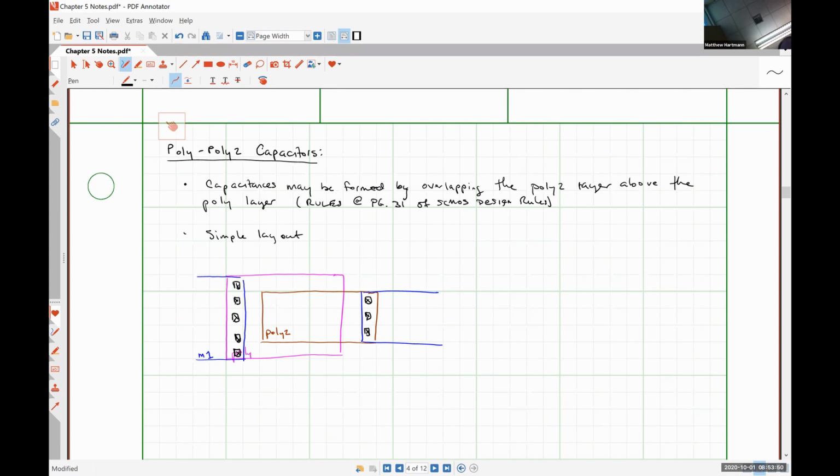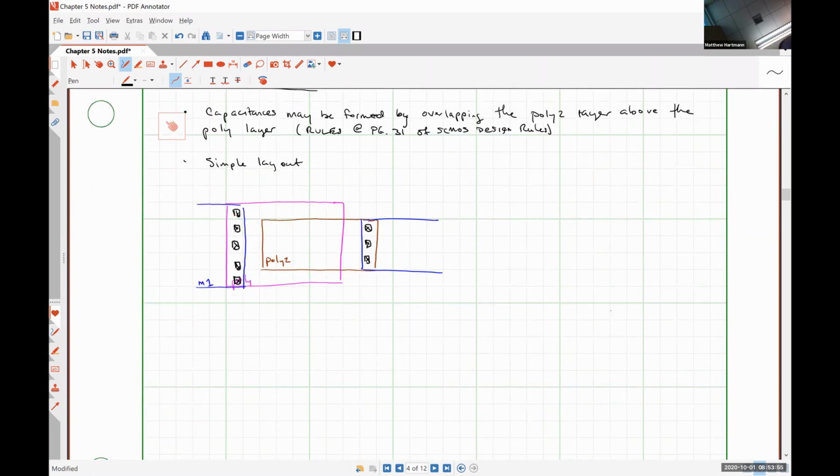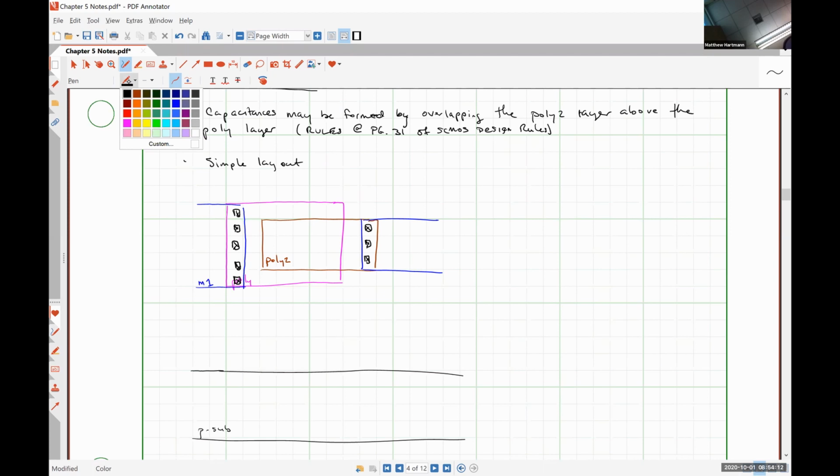Anyway, from a side view, it may be a little bit easier to see what's really going on here. We'll have our field oxide layer. I can draw a straight line.